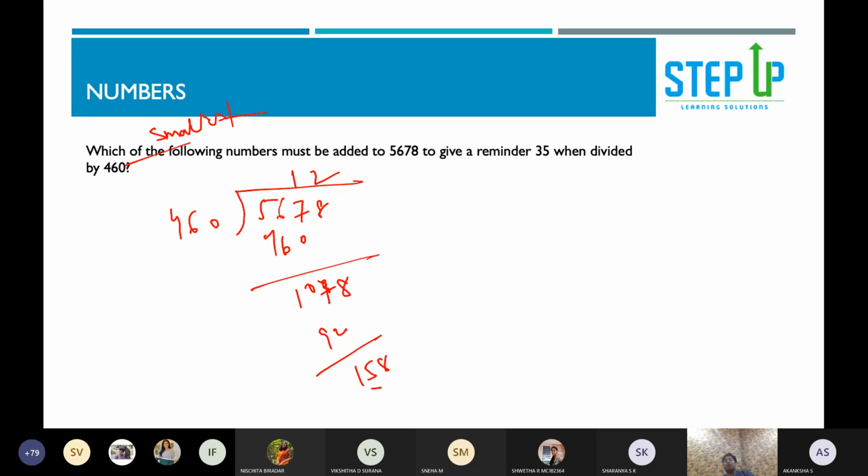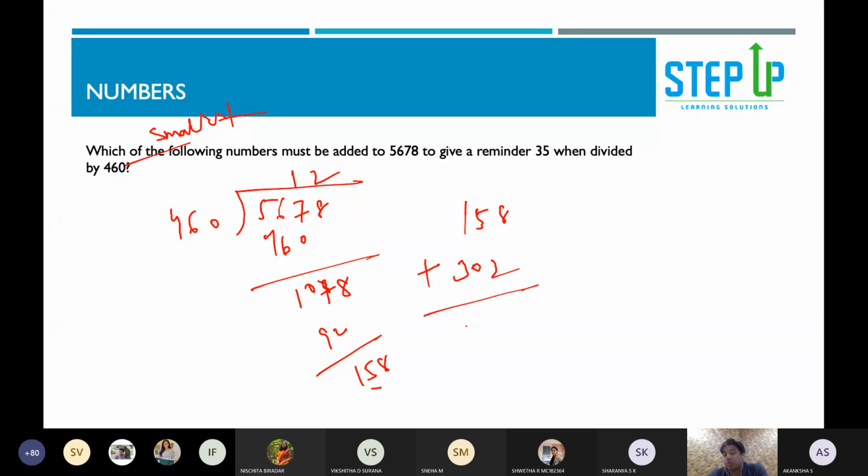Perfect. Now, what mistake are you making? You're already getting 158 as your remainder. If you add 35 to it, you're getting 193 as your remainder. But the question is not saying that. What remainder do you want to have? 35. But here you're getting 158 plus 35, 193 as your remainder. That means you are not fulfilling the exact requirement of the question. So to make 35 your remainder, if you are already getting 158, what you have to do is first make the number divisible.